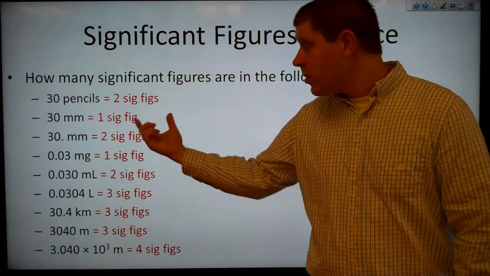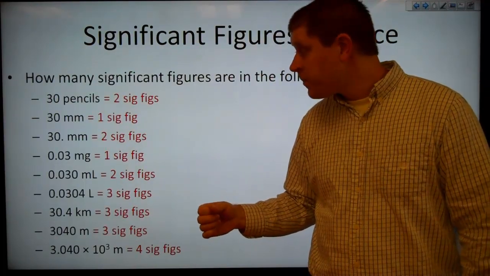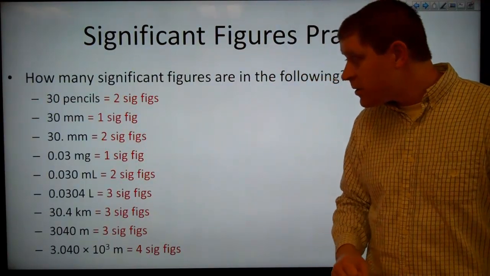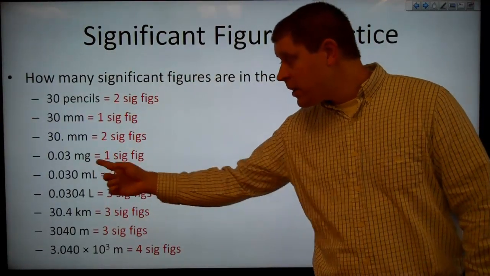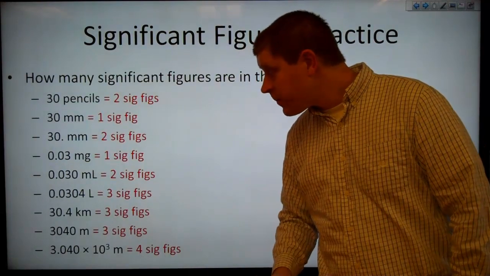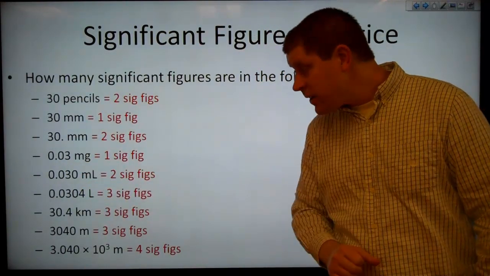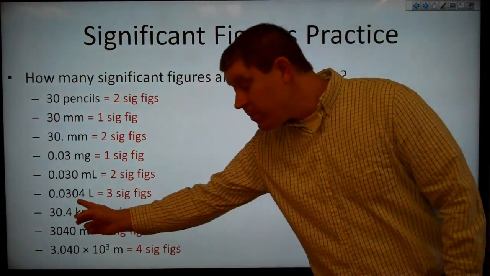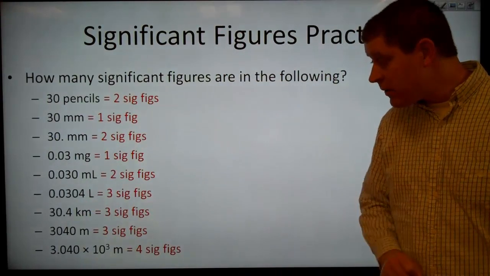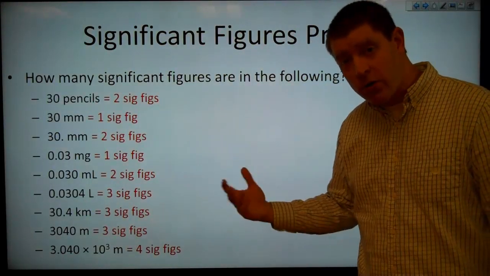So we have 1 sig fig. 30. millimeters, with a decimal point, gives us 2 sig figs. 0.03 milligrams has 1 sig fig, because the 2 zeros don't count. If we have 0.030 milliliters, then we have 2 sig figs. If we have 0.0304 liters, then the 0 in between the 3 and the 4 counts, so we have 3 sig figs. If we have 30.4 kilometers, the 0 in between the 3 and the 4 still counts, so we have 3 sig figs.